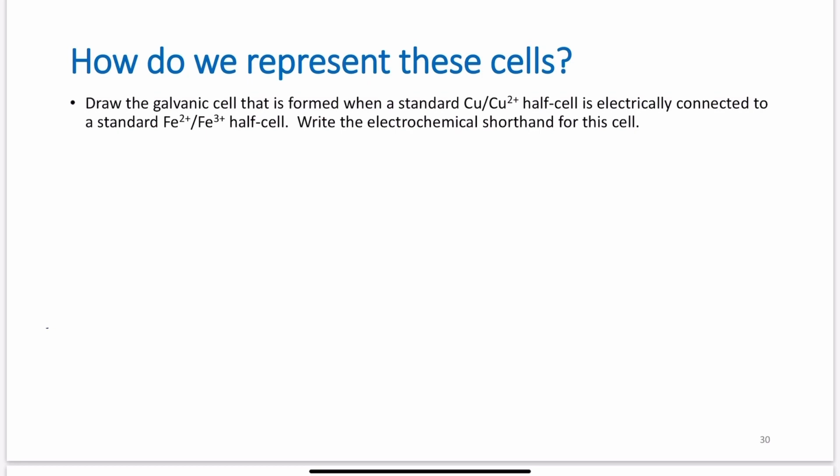Let's first work on drawing the galvanic cell. When I say draw the galvanic cell that is formed or produced, that means draw your beakers and tell me what's where. So let's go ahead and draw our beakers.